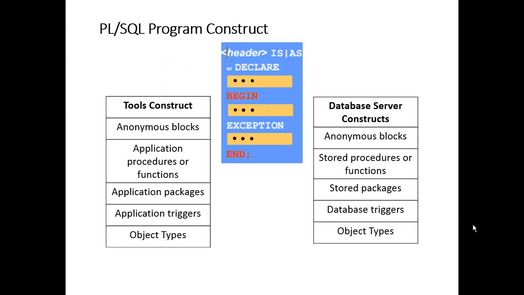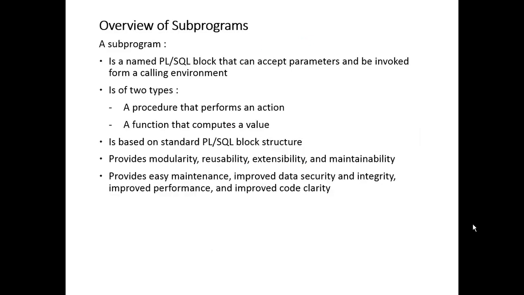This is the structure. PL/SQL program constructs, and the tool constructs: there are anonymous blocks, application procedures or functions, application packages, and application triggers, and object types. And in the database server constructs, there are anonymous blocks, stored procedures or functions, stored packages, database triggers, and the last is object types. Next, an overview of subprograms.